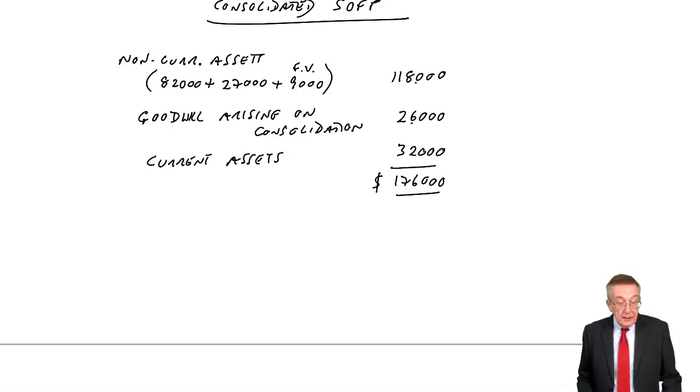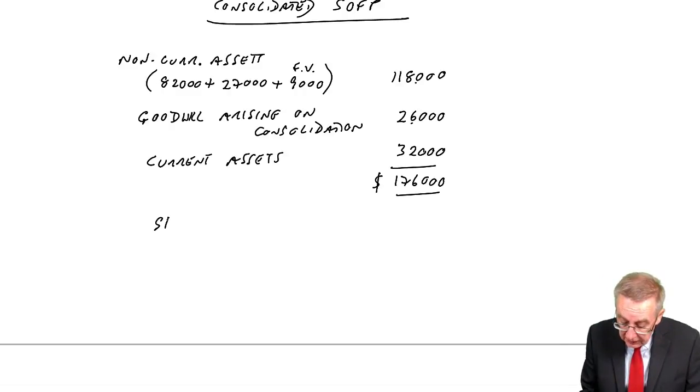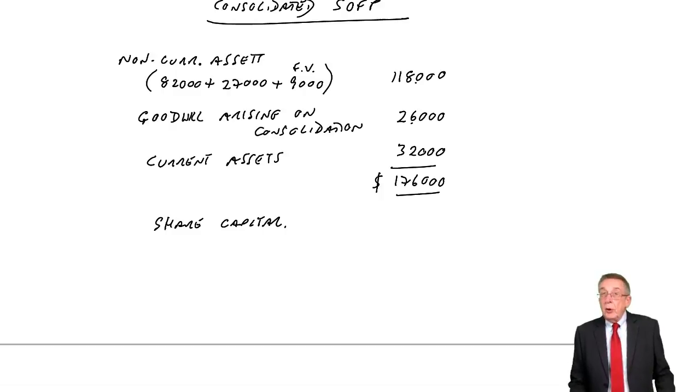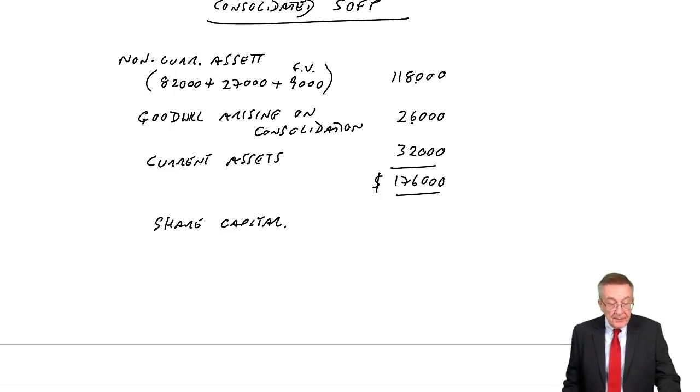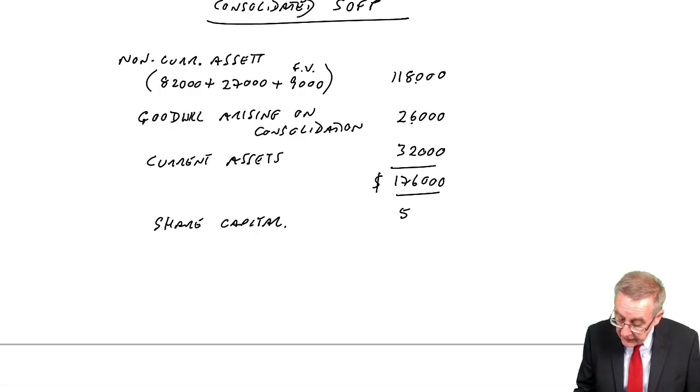Now, what about the equity and liabilities? Share capital. As before, it's only ever the share capital of the parent company. The shareholders in P own P and effectively own S as well. And so the share capital, 50,000.